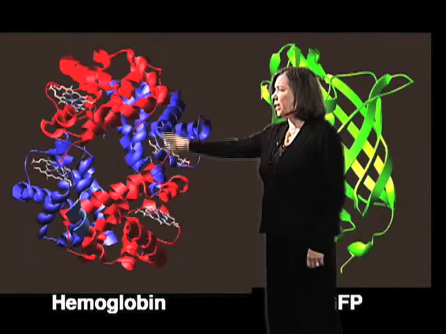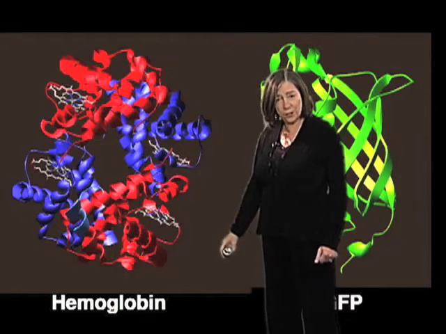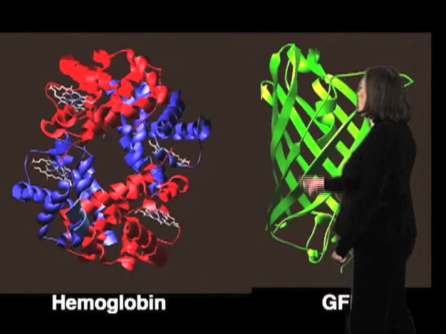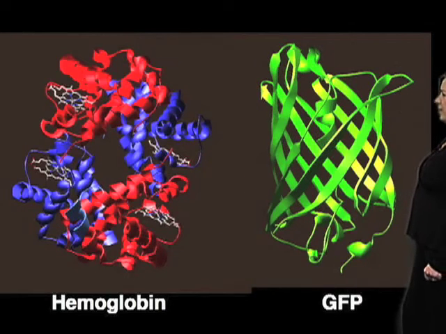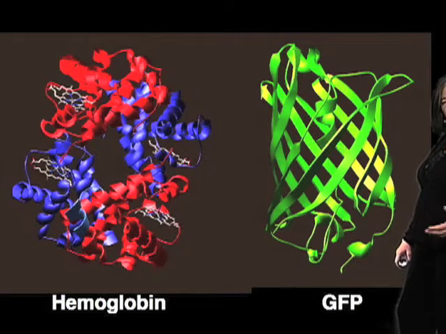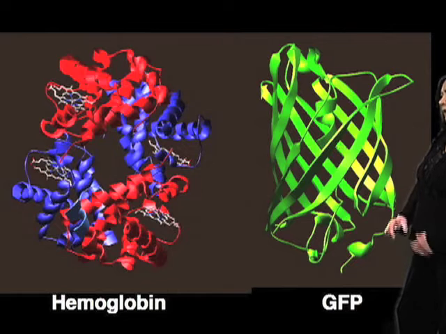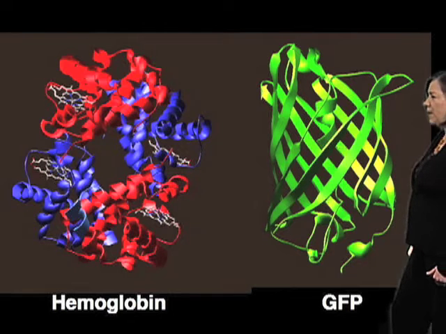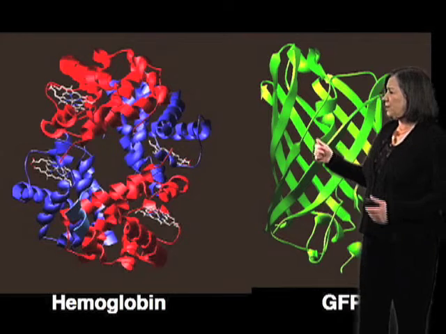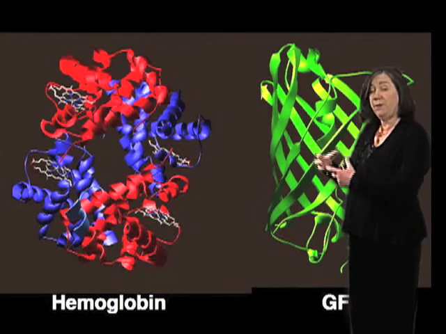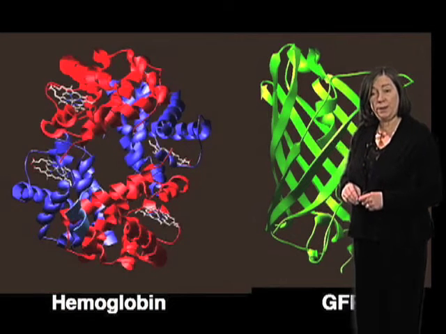This is hemoglobin here, the protein that's involved in carrying oxygen around in our blood. And this protein over here is green fluorescent protein. It's a wonderfully useful tool in biology. It actually comes from a jellyfish, but it has this lovely property of glowing green when you shine blue light on it. And we use it as a tool, as you'll see a little bit later in the talk. But you can imagine that it's kind of complicated for these proteins to fold up into these shapes.